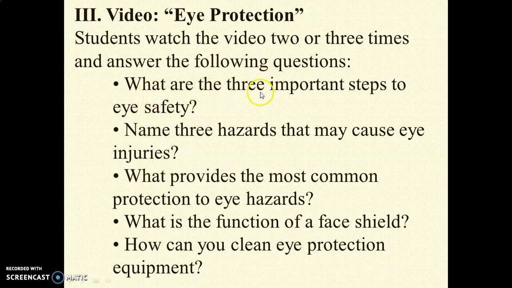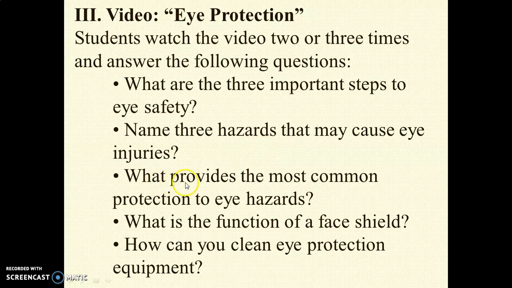So what are the 3 important steps to eye safety? The man who presents the information in the video says that there are 3 important steps. I want you to tell me what those steps are, step 1, step 2, and step 3. They are very clear. And the next question is, name 3 hazards that may cause eye injuries. So 3 hazards that can cause eye injury.